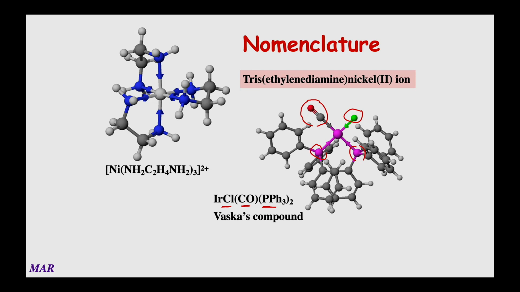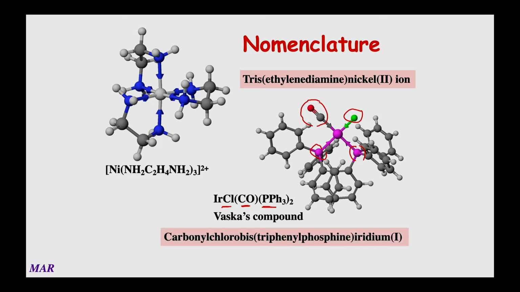And then finally, we have to think about what the charge is on the iridium. Well, triphenylphosphine is neutral, carbon monoxide is neutral, chloride has a -1 charge, and this compound is neutral. So that must be iridium 1. So this whole thing: carbonyl, chloro, bis(triphenylphosphine), iridium 1. You can probably see why everybody calls it Vaska's compound and not carbonyl, chloro, bis(triphenylphosphine), iridium 1. Oh my goodness, that's a long name.